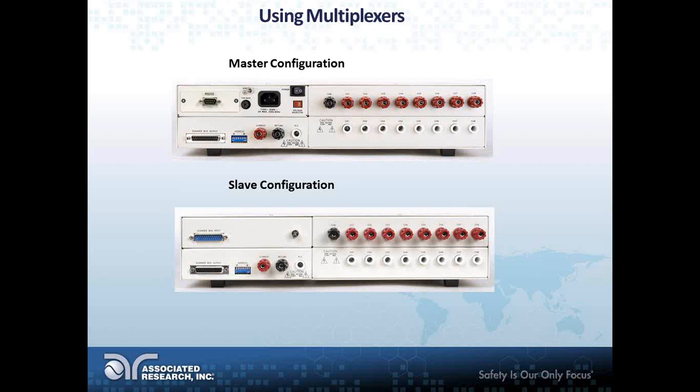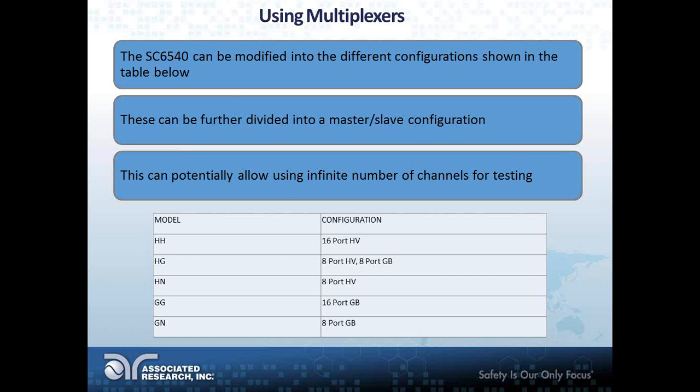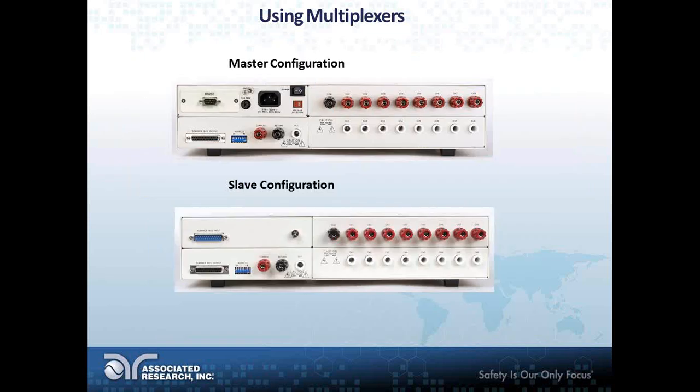Here's the backside view of the SC6540 that we've been talking about, and as you can see, the two different configurations are the master and slave. So each of the previous configurations that we saw can also be either a master or a slave configuration, meaning that a master configuration, as you can see from the picture, has its own power module, and it has serial capability to be connected to a PC. In fact, a master scanner has to be connected to a PC to be controlled.